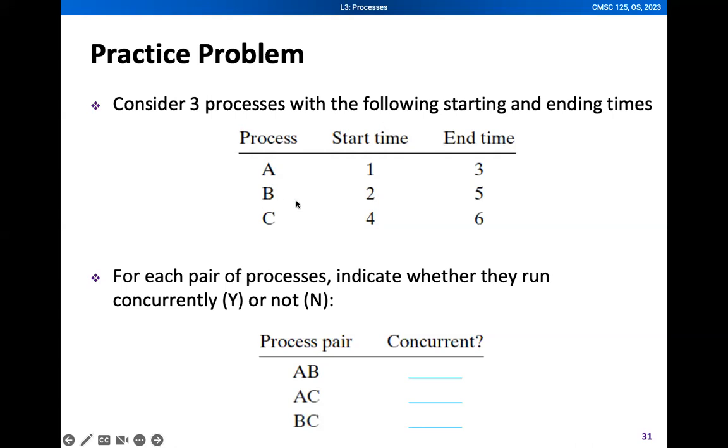Process B started from 2 to 5. And C started running from time period 4 to 6. So for each pair of the processes, indicate whether they run concurrently or not. So are A and B concurrent?